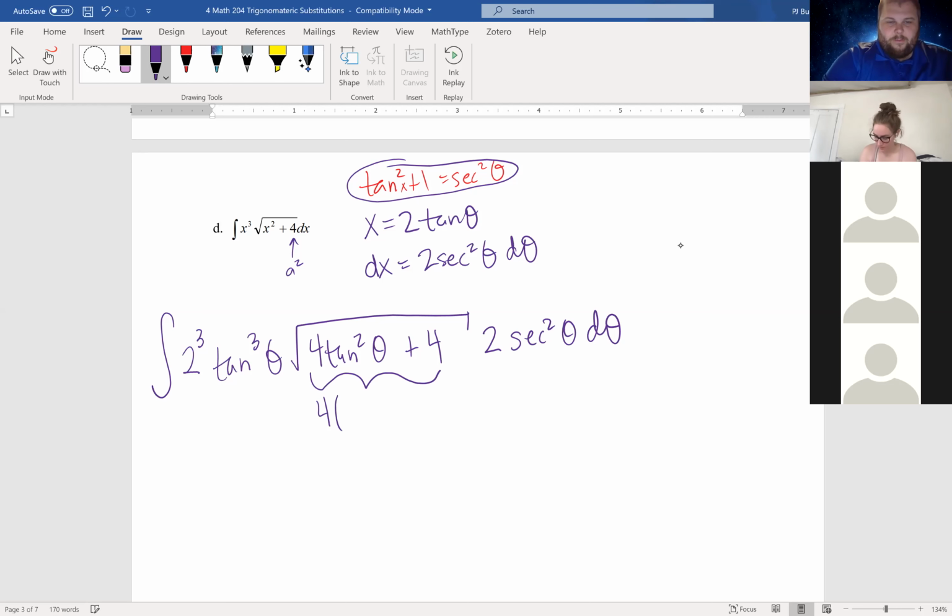So you should notice here, we're going to get 4 tan squared plus 1. All right, 4 times the quantity tan squared plus 1 in there. And so hopefully that's now showing you how I looked at the problem at the beginning, and I can see that that's what it's going to turn out to be, right? Tan squared plus 1, we said, was secant squared.